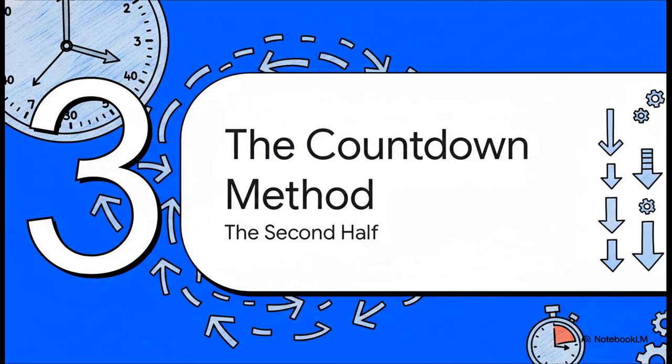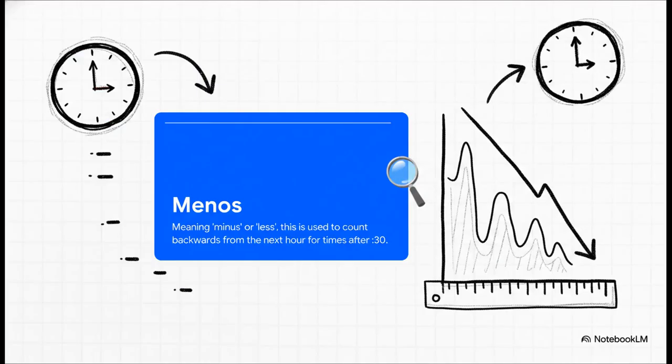All right, now for the second half of the clock, from minute 31 all the way to 59. This is where Spanish does something really clever, kind of like a countdown trick, that's actually super efficient once you get the hang of it. And the magic word for this whole trick is menos, which literally just means minus or less. Let's see how that works.